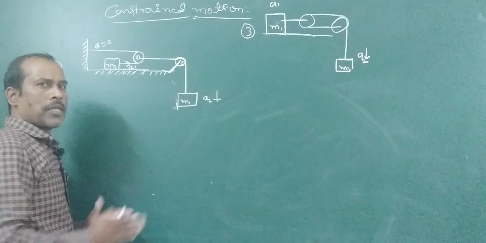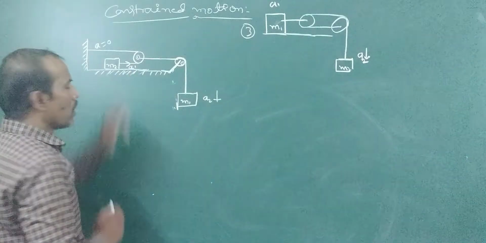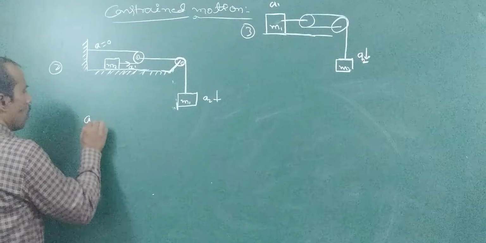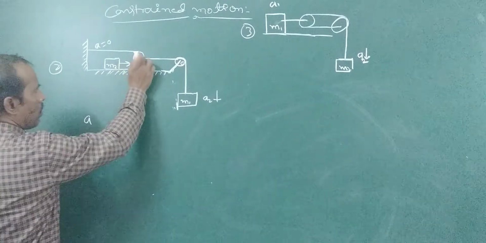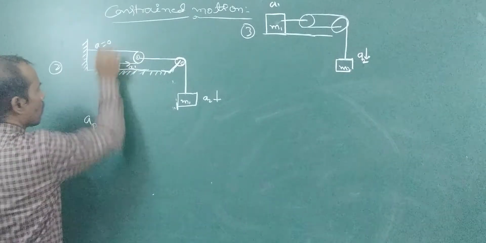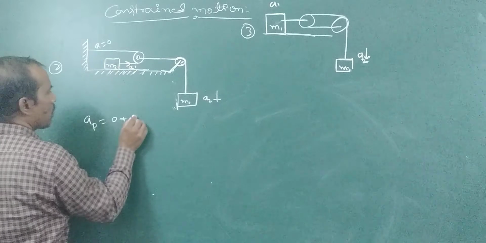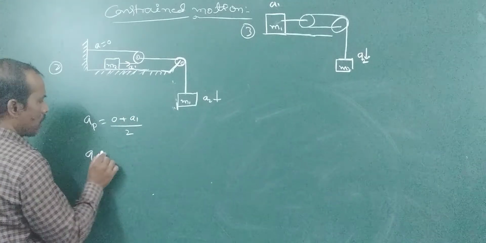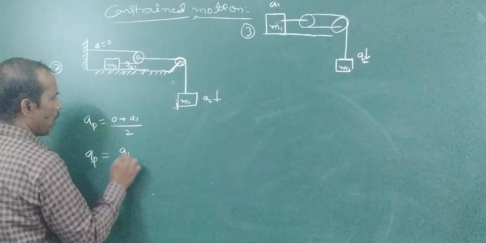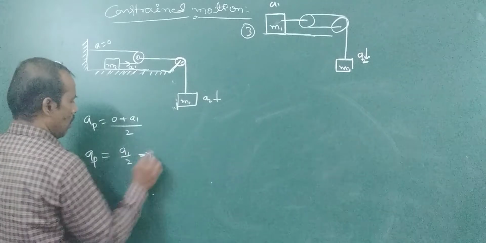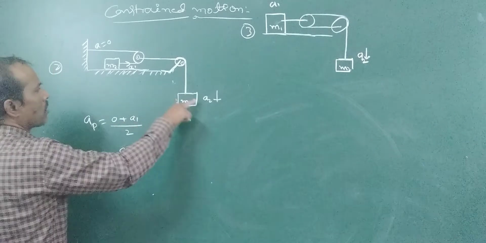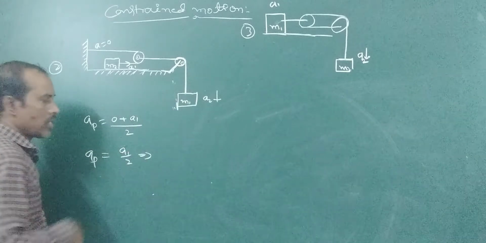The acceleration of pulley 1 is equal to 0 plus the acceleration of the block A1 by 2. So the acceleration of the pulley is equal to A1 by 2. That means the acceleration of the pulley is equal to the acceleration of the block M2.